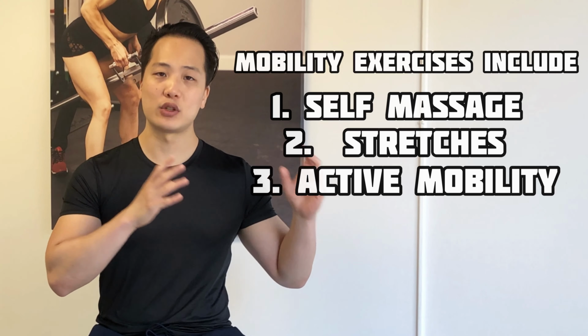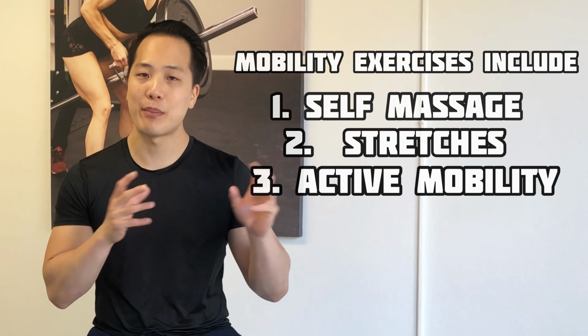The difference between passive and active is that passive relies on another thing, like an external force such as gravity, to increase the depth of your range of motion, whereas active is more about you being able to control that range of motion. And so those three things fall under this umbrella term of the mobility aspect. It's really about increasing the range of motion available at a joint.